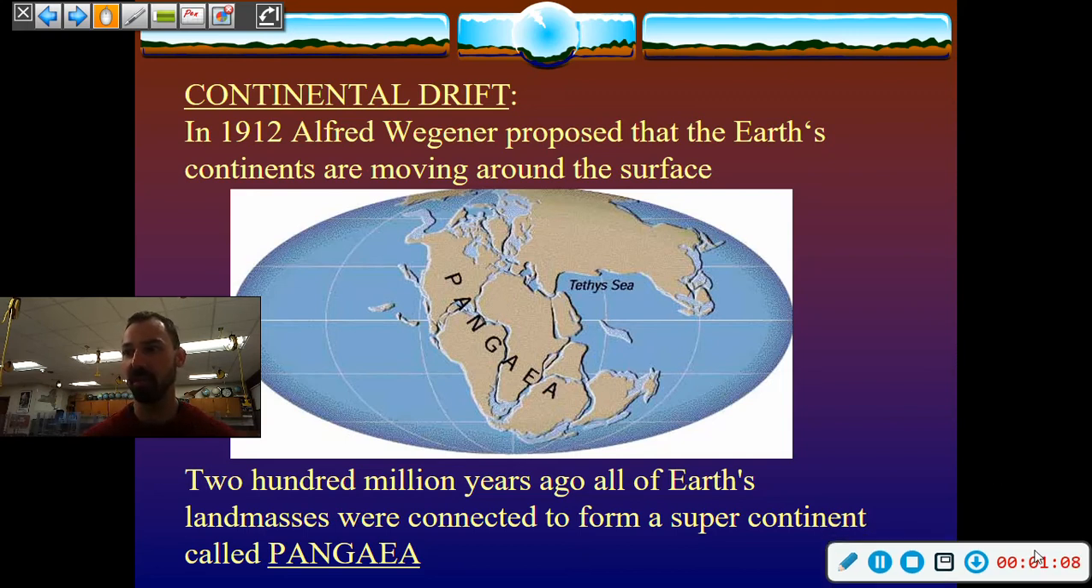Obviously, we can't just stop at that. So let's see what he developed over time, and other scientists also. 200 million years ago, all the Earth's land masses were connected to form a supercontinent called Pangaea. That's what he named it. It means all Earth in Greek, and that's what developed this. So let's see where scientists went next.